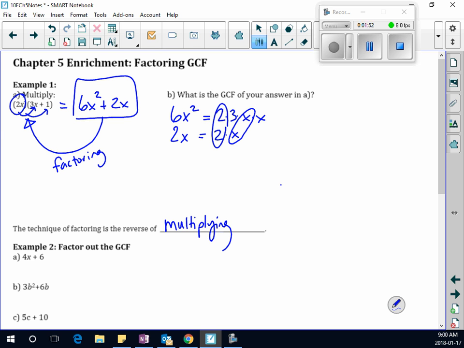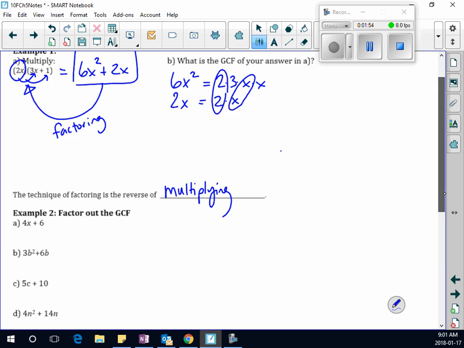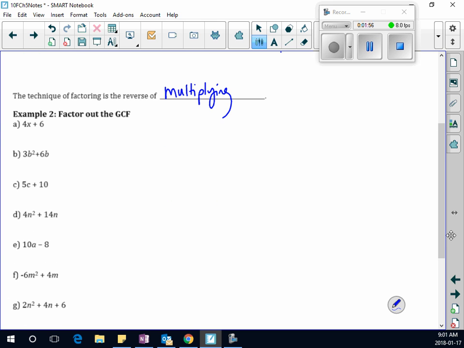Okay, so example 2. We are going to factor out the GCF. If you're having trouble finding the GCF, I would suggest writing out the terms in prime factors. For instance, I'm just going to do the first couple. 4 is 2 times 2, and 6 is 2 times 3. So you can see that there's a common 2 that I can take out.